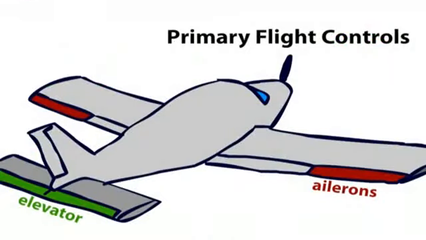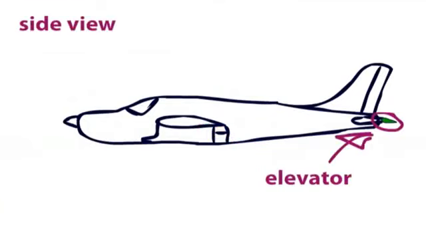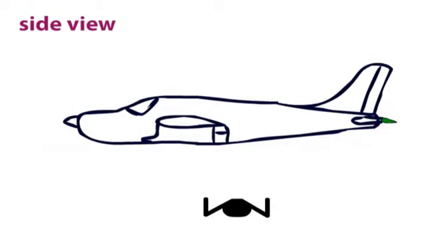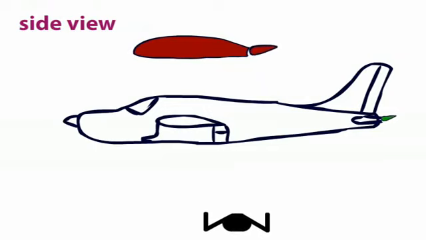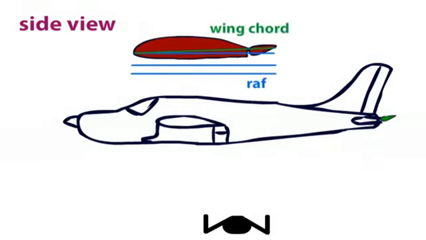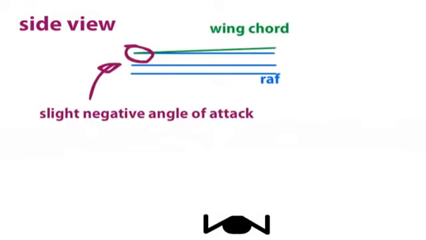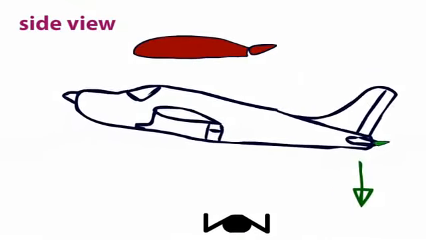Next, we will look at the elevator. In this picture we are looking at the aircraft from the side. Here are the ailerons, and here is the elevator, and again, the yoke. To climb, you will pull the yoke backwards, which will move the elevator upwards. Looking at our friendly airfoil, we can see that this has the effect of decreasing the angle of attack so much that it actually causes lift to act downwards. This will push the tail down, and move the nose up, causing the aircraft to climb.